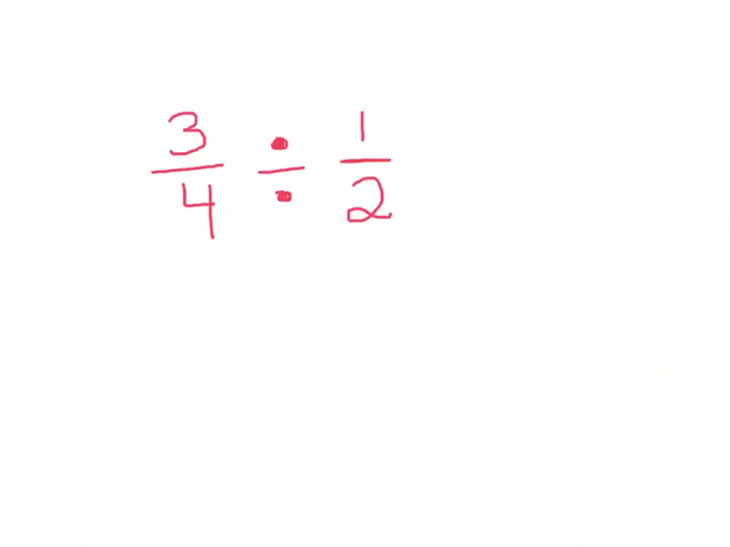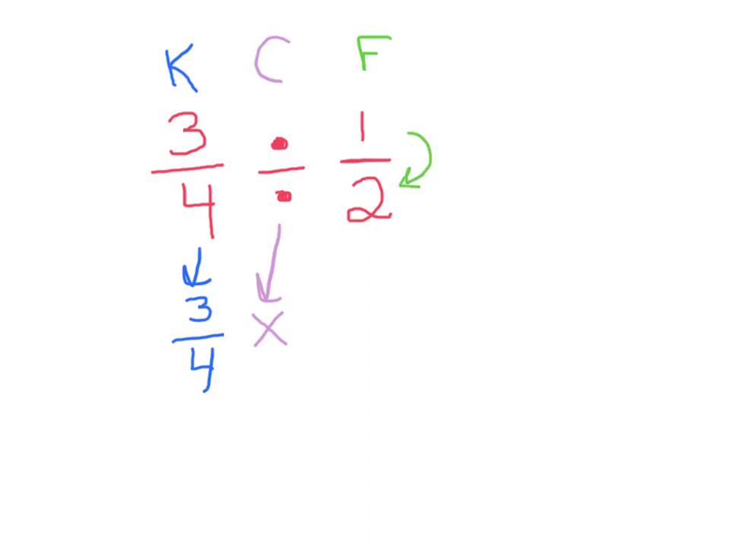Okay, another example. 3/4 divided by 1/2. If I apply the rules, keep, I'm left with 3/4. Change, my division always becomes multiplication. And then I'm going to flip, which means I'm going to flip this fraction. So it becomes 2/1. Okay.